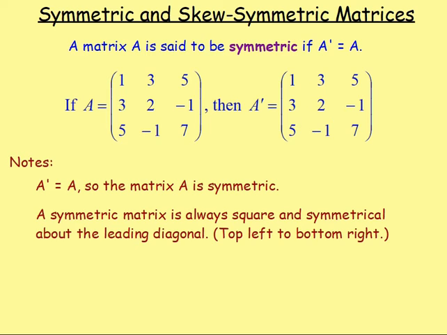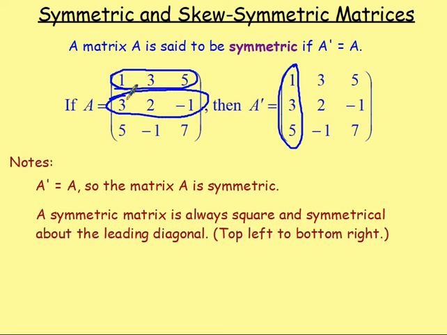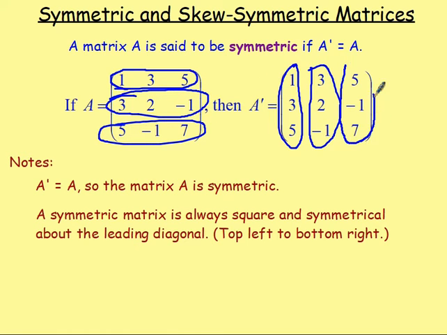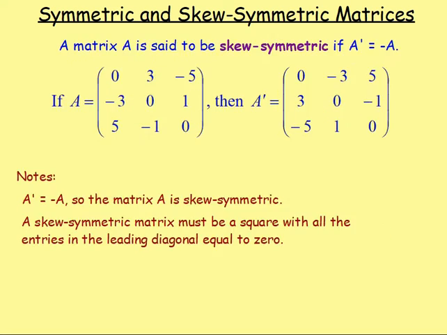Symmetric and skew-symmetric matrices. A matrix is symmetric if the transpose is equal to A. So if you swap the rows for the columns, so that first row becomes the first column, the second row becomes the second column, the third row becomes the third column. If you end up just back with the matrix that you had at the start, the matrix is said to be symmetric.